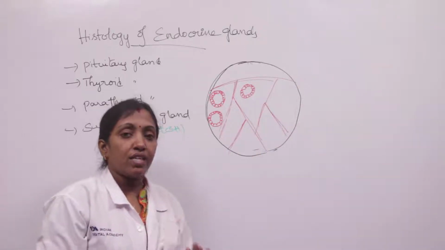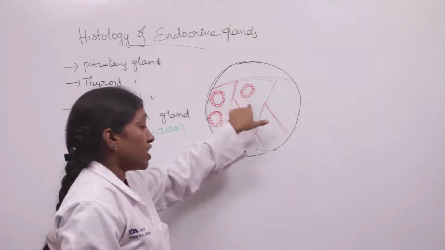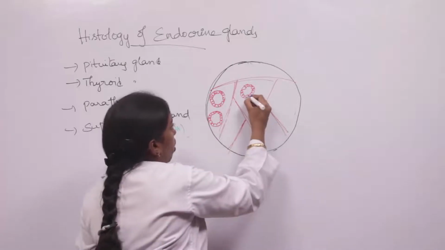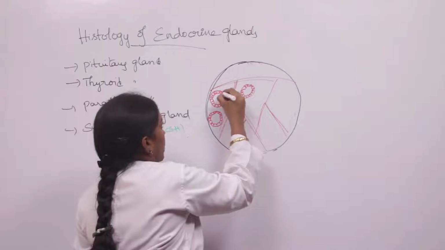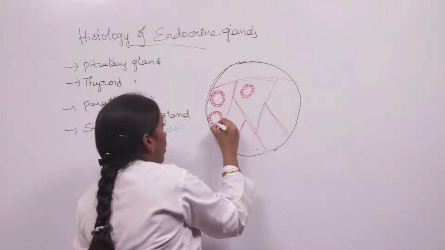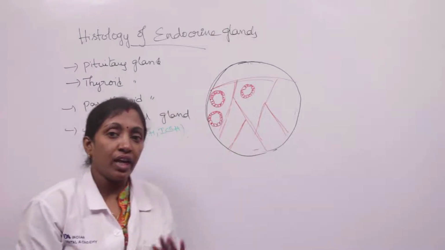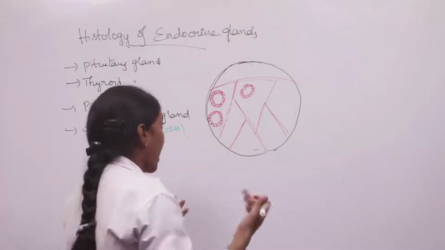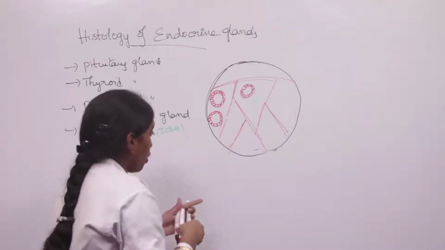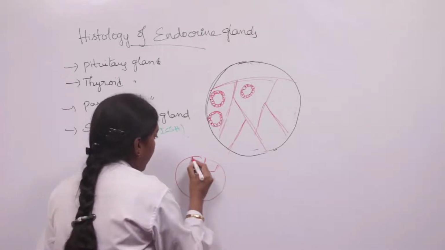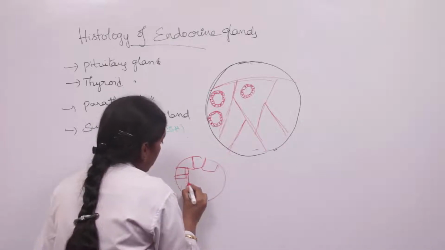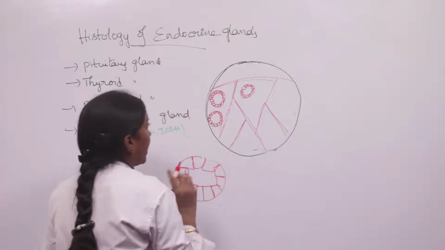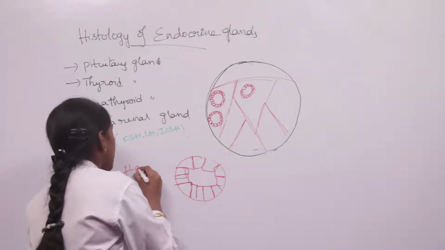For example, if the gland is in moderate activity, the follicular cells which surround the thyroid follicles are cuboidal. The cells surrounding the thyroid follicles we call follicular cells, which are cuboidal during moderate activity. If the gland is highly active, the follicular cells become columnar, lined by columnar cells instead of cuboidal cells.